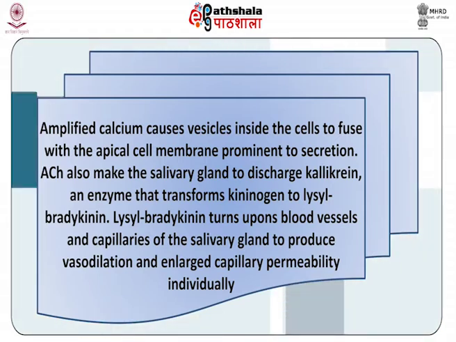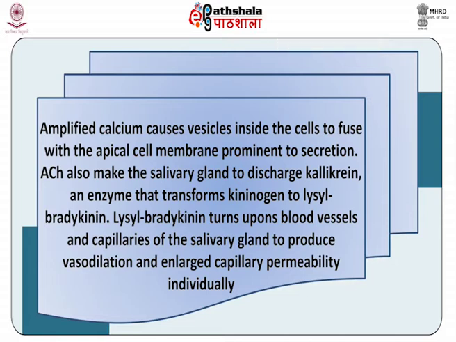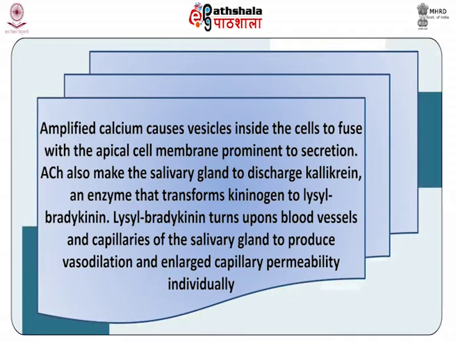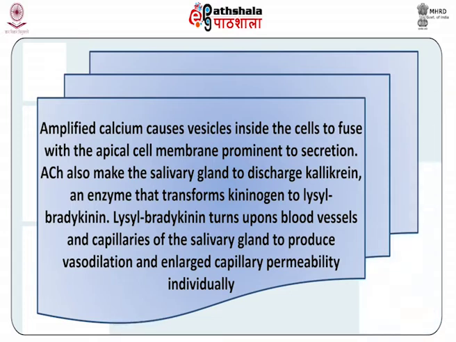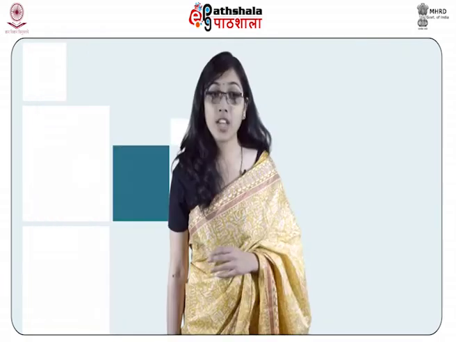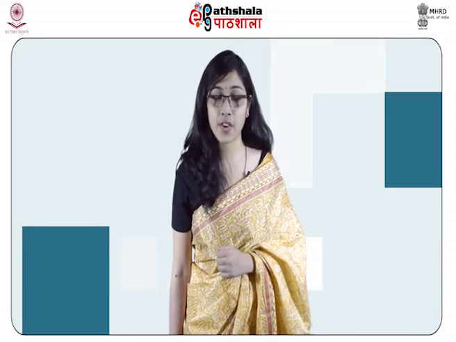ACh also makes the salivary gland discharge kallikrein, an enzyme that transforms kininogen to lysyl bradykinin. Lysyl bradykinin acts upon the blood vessels and capillaries of the salivary glands to produce vasodilation and enlarged capillary permeability individually. The resultant amplified blood flow to the acini allows making of more saliva.